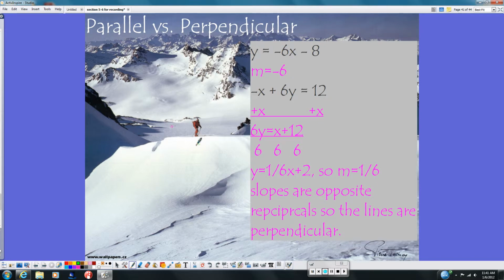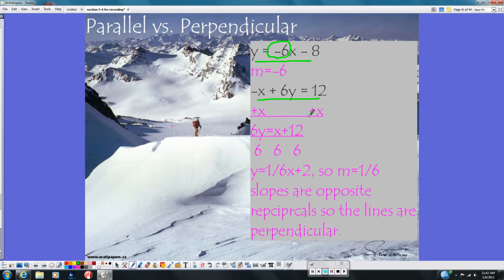So look at another example. Here we have the equation y equals negative 6x minus 8, and here's our equation negative x plus 6y equals 12. This one's in slope-intercept form, easy to pick out our slope of negative 6. This one we have to do some work.